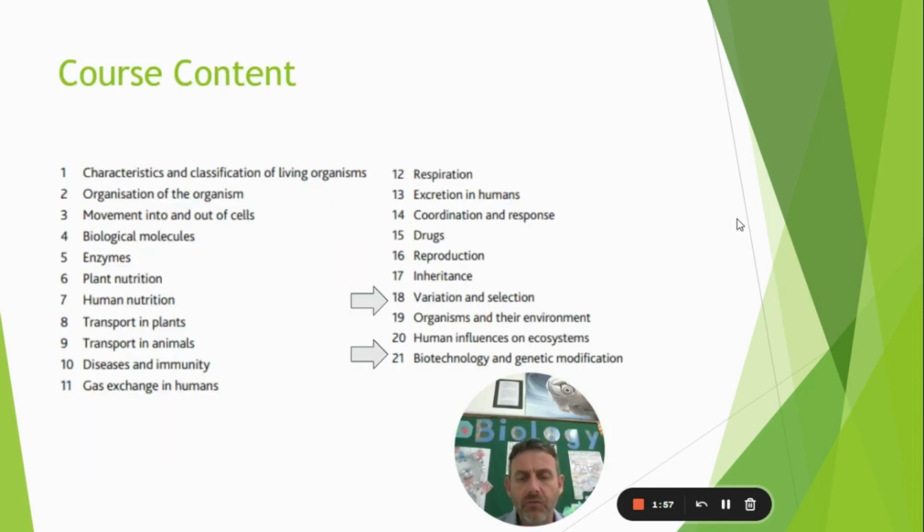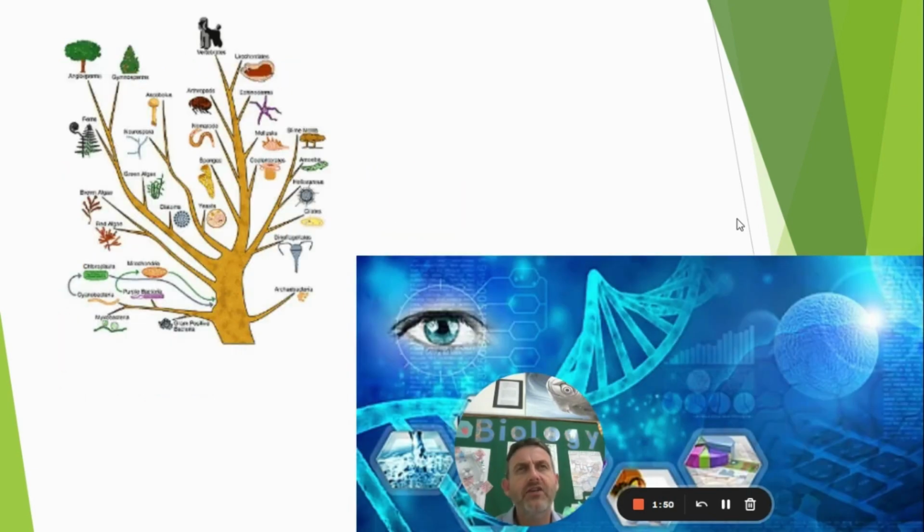The last couple I want to talk about is variation, selection and biotech. With variation and selection, we can go back into the history of life, about 3.8 billion years, where we had the first signs of life, and then how everything's evolved thereafter, from the simplest life forms up to the most complex, again, you and I.